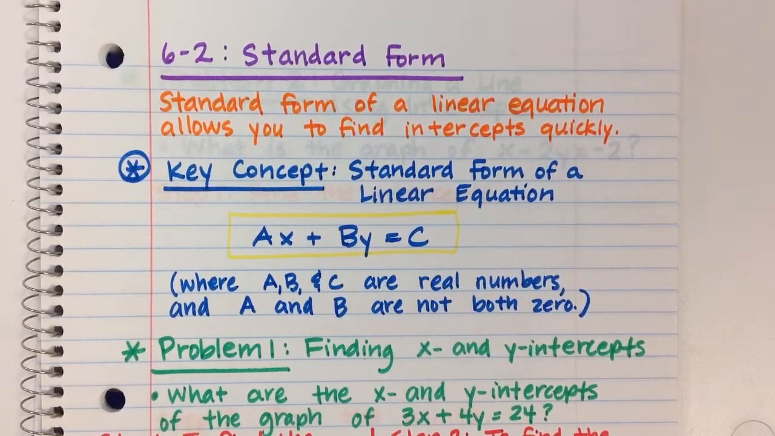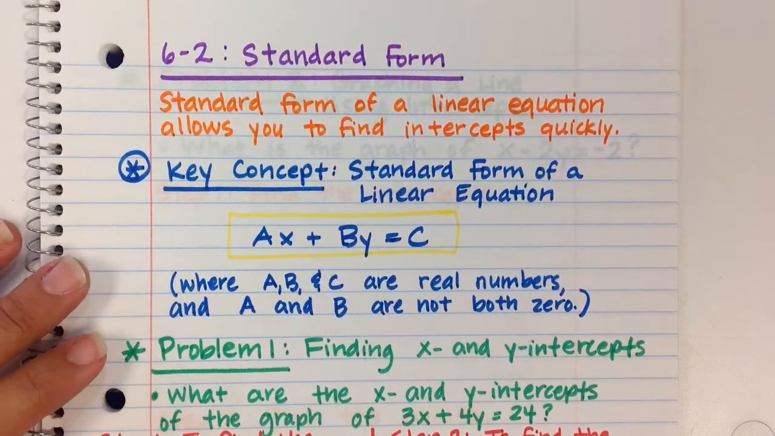Standard form is just another form of the equations of a linear equation. So we've used slope-intercept form, we've used point-slope form, and standard form is just another way that we can write linear equations. Standard form of a linear equation allows you to find the intercepts quickly. We already know how easy it is to graph lines when we know the y-intercept, and standard form helps us to find the y-intercept and the x-intercept quickly.